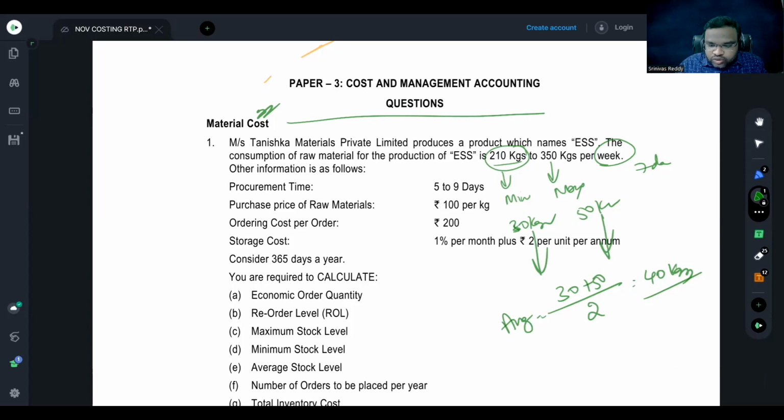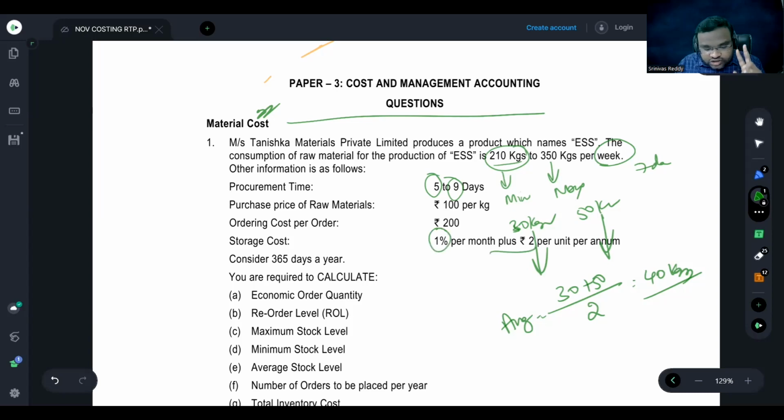Procurement time 5 to 9 days. Minimum lead time 5 days. Maximum lead time 9 days. Purchase price of raw materials 100 rupees per kg. Ordering cost per order 200 rupees. Storage cost 1% per month and plus 2 rupees per unit per annum.